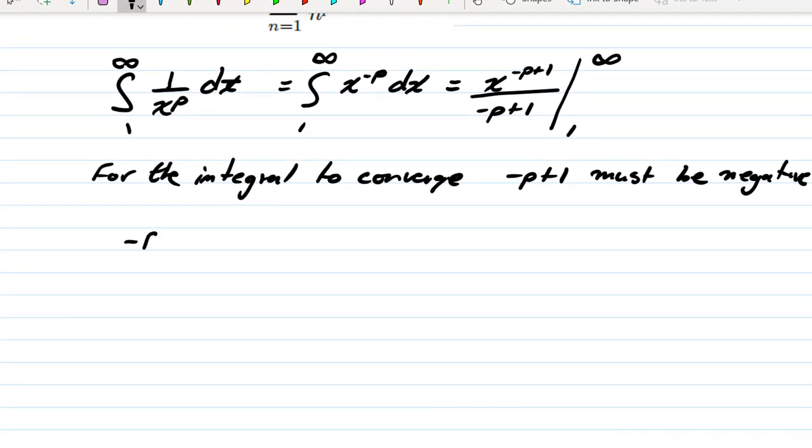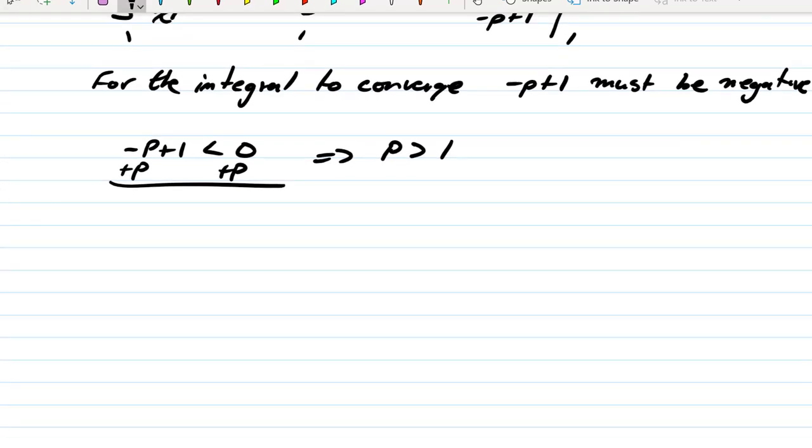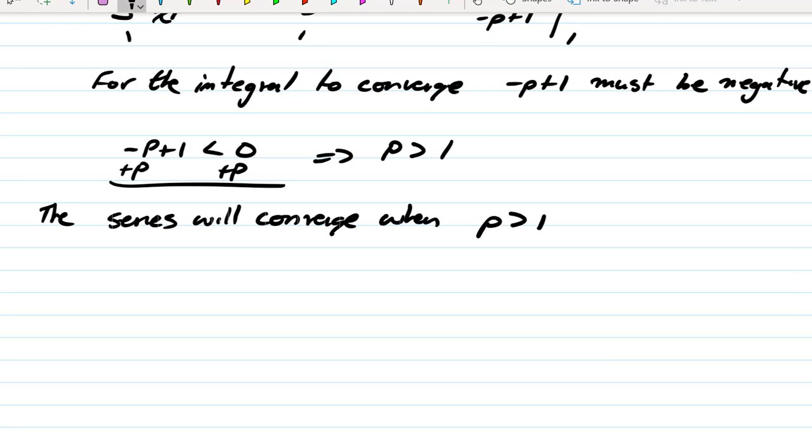So if we have negative p plus 1 has to be less than 0, and we add p, that's going to give us that p has to be greater than 1. So the series will converge when p is greater than 1.